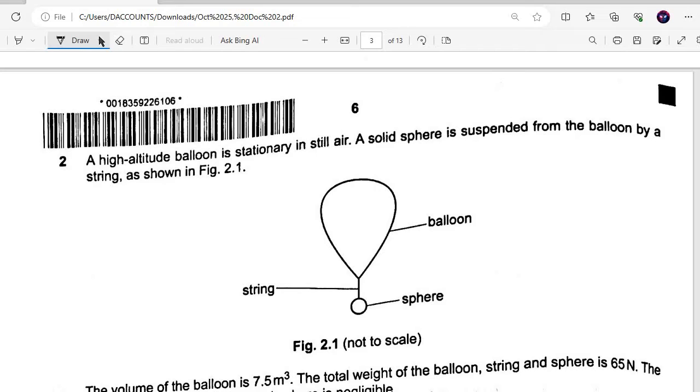And the question is: a high altitude balloon is stationary in still air. A solid sphere at high altitude is stationary in still air. Take note of that word, stationary.